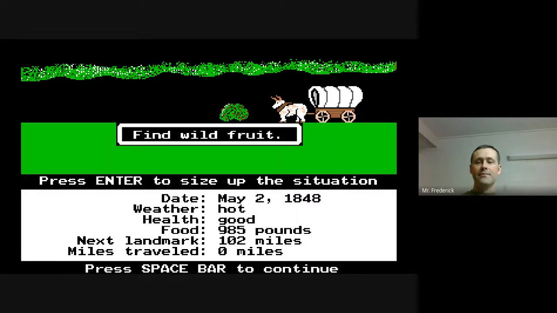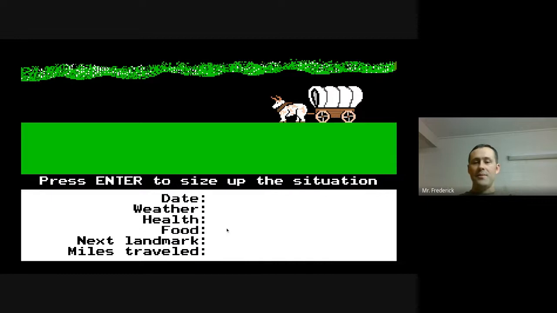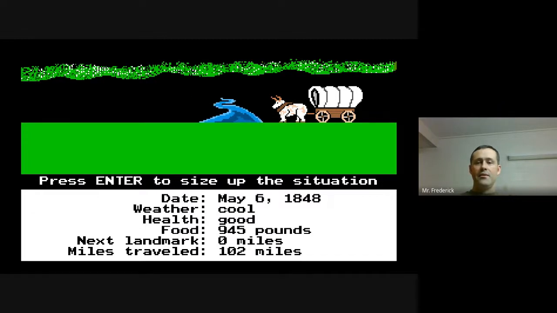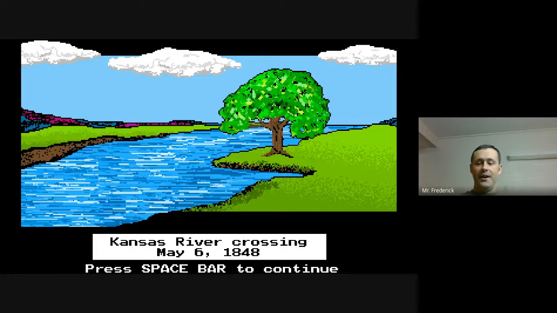Let's go. I found wild fruit. Yay. Notice my food went up 20 pounds because we picked up that fruit. Health is still good. Weather's cool. Getting close to the river. All right. You are now at the Kansas River crossing. Would you like to look around? Y for yes. All right.